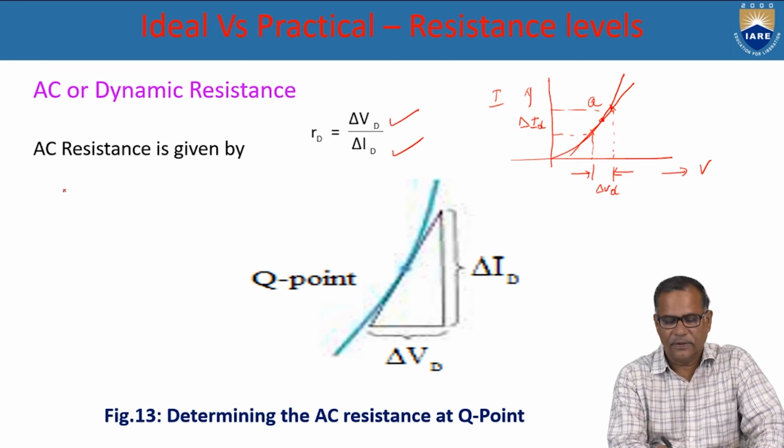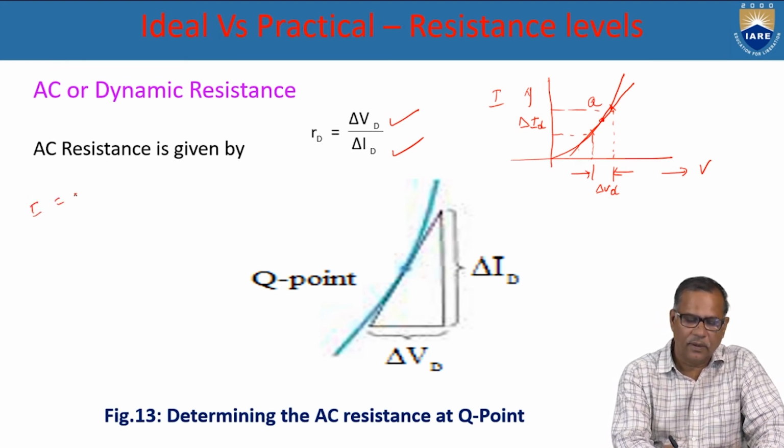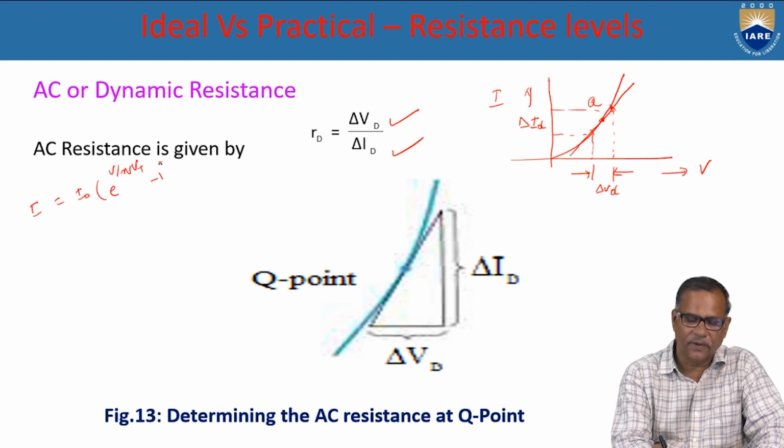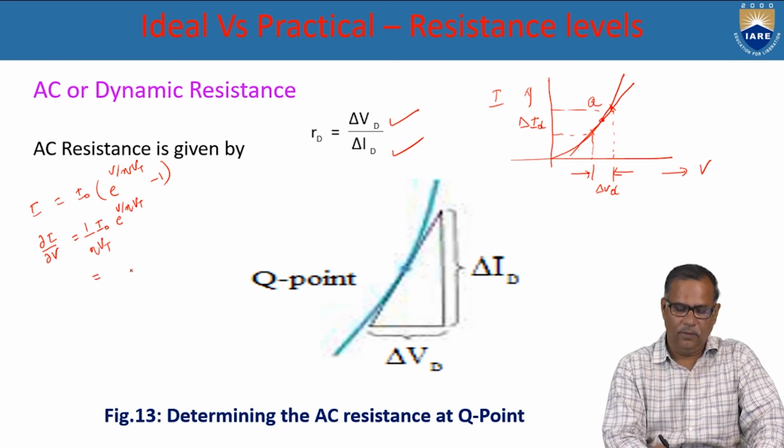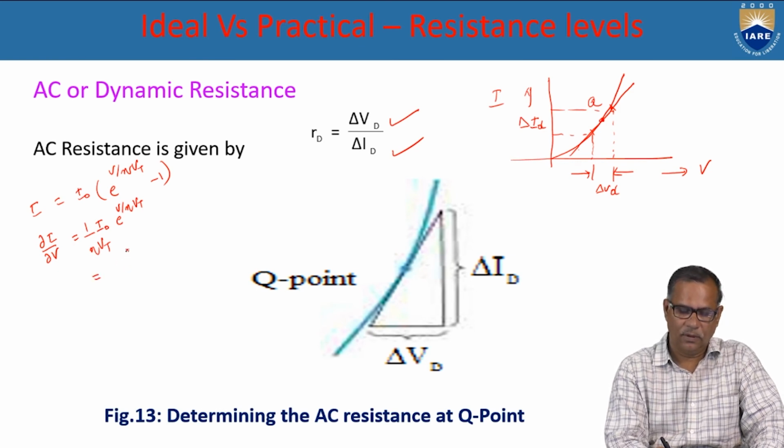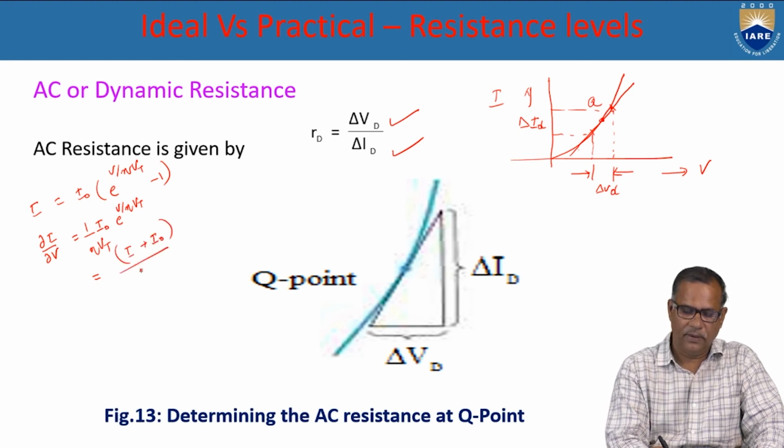You know the diode equation is like this: I is equal to I naught into (e power V by eta Vt minus 1). So dou I by dou V is equal to I naught into e power V by eta Vt into 1 by eta Vt. So this is equal to (I plus I naught) divided by eta Vt.